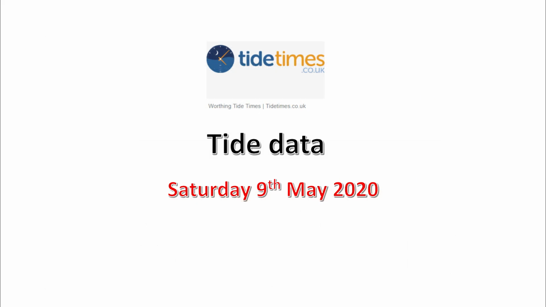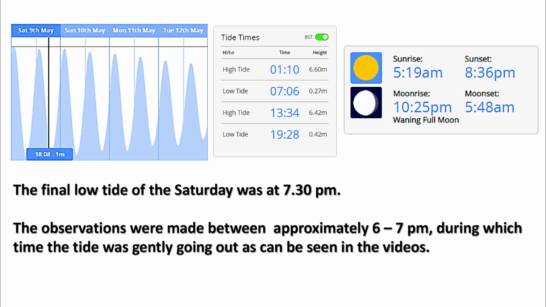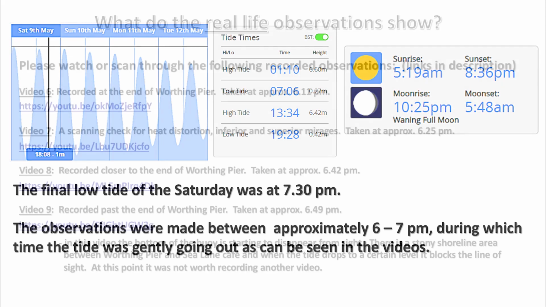Tide data, Saturday, 9th of May 2020. The final low tide of the Saturday was at 7:30 p.m. The observations were made between approximately 6 to 7 p.m., during which time the tide was gently going out, as can be seen in the videos.